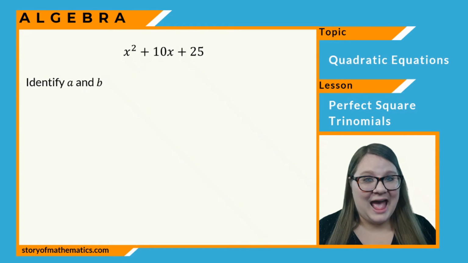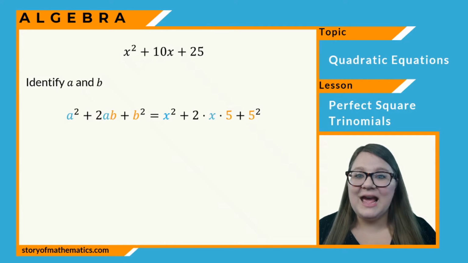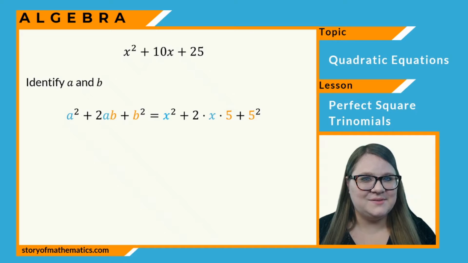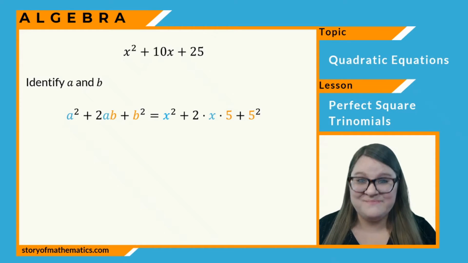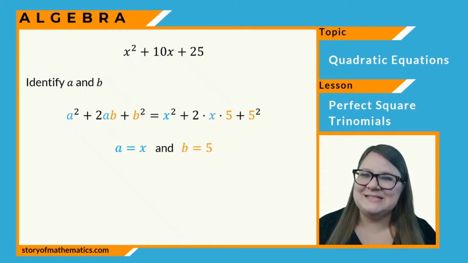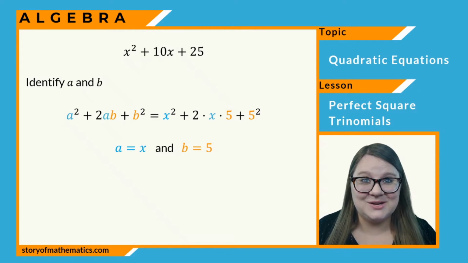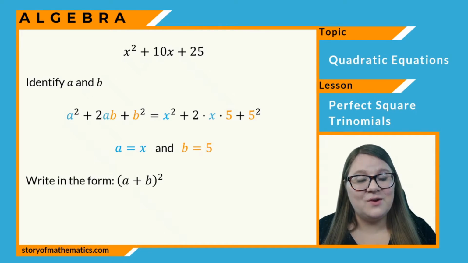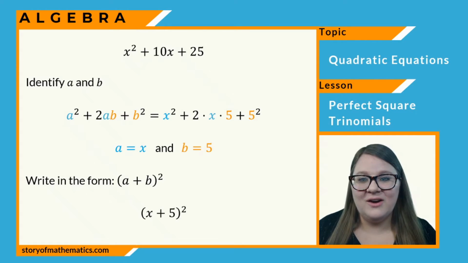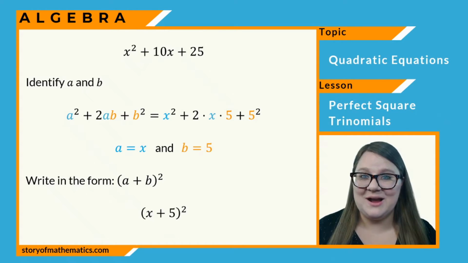So we're going to work with x and 5, and we're going to see if we can break apart our middle term. And you know what? We can. 10x can be written as 2 times x times 5, which is my 2ab. That means my a definitely is x, and my b is definitely 5, and this is a perfect square trinomial. Now we can write this in the format (a plus b) squared, or in this case, (x plus 5) squared.